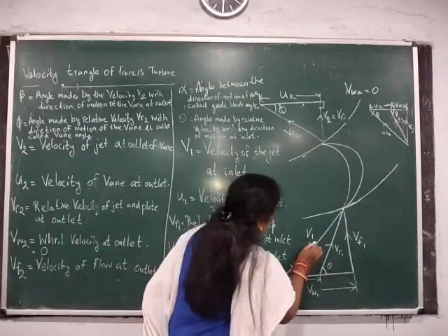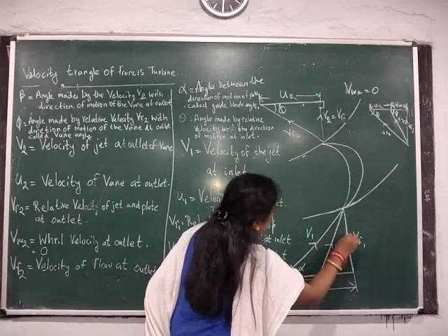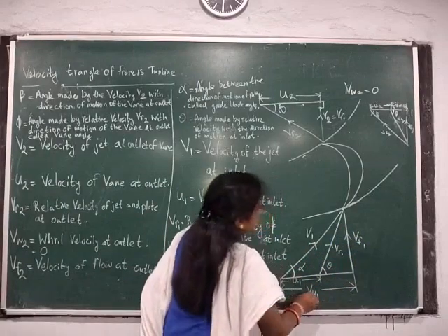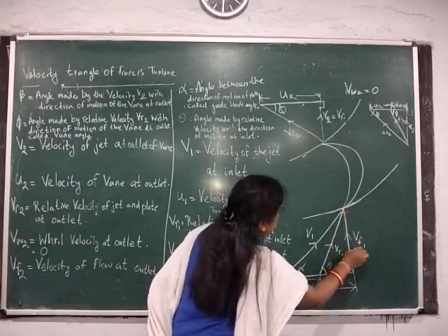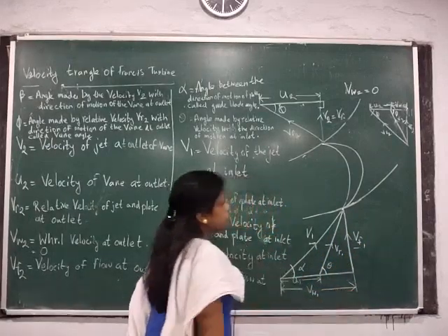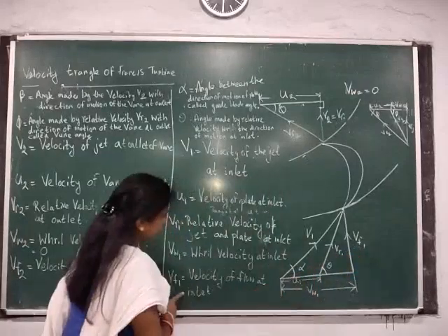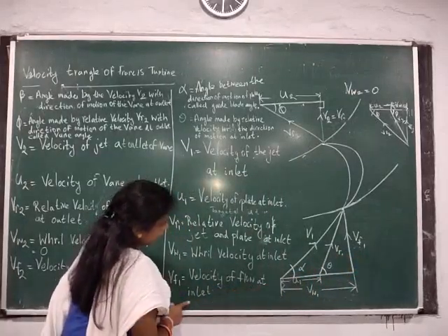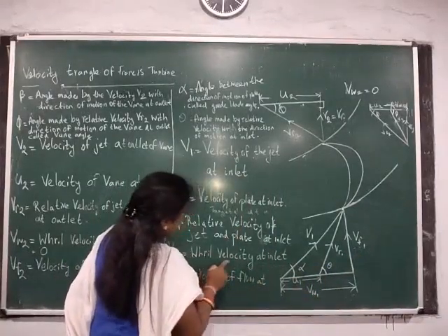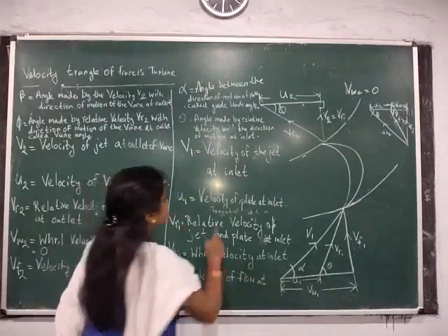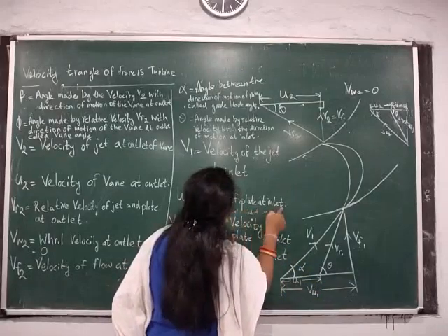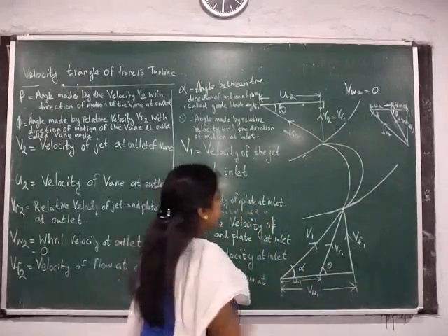Next, V1 has two components, one vertical component and the other a horizontal component. This one, VF1, is the vertical component, and VW1 is the horizontal component. VF1 is also known as the velocity of flow at inlet. VW1 is also known as the whirl velocity at inlet. Next, U1 is the velocity of the plate at inlet, also known as the tangential velocity.